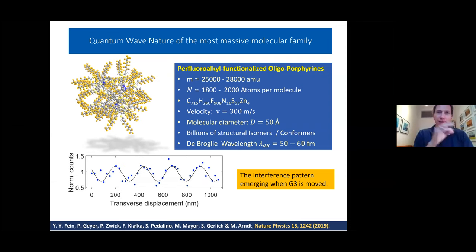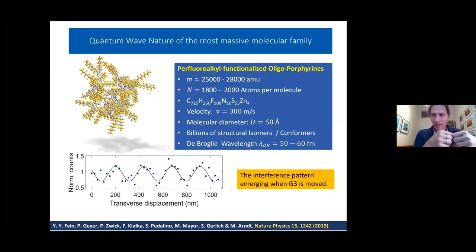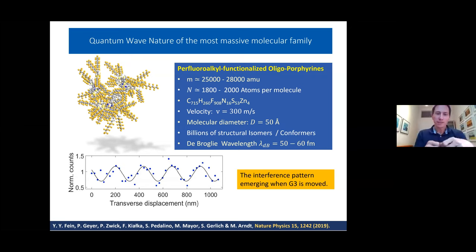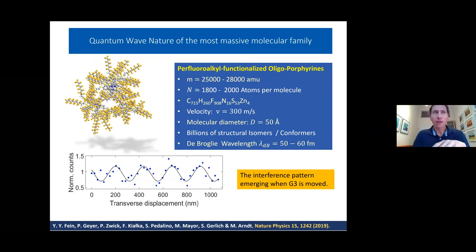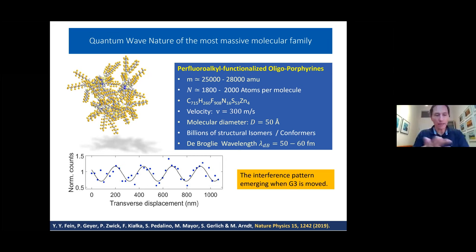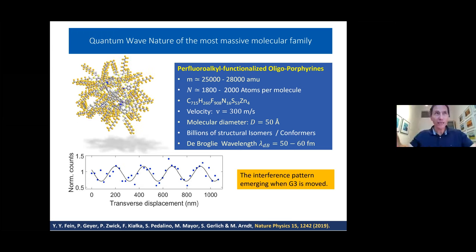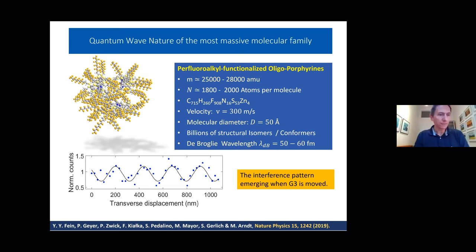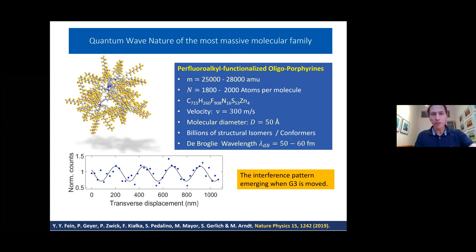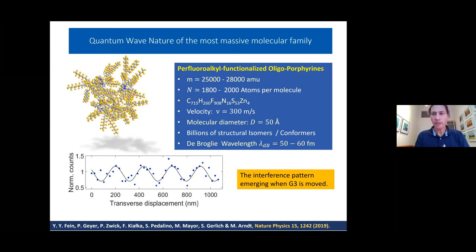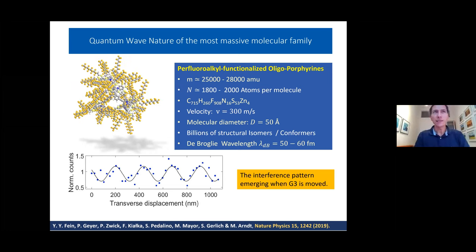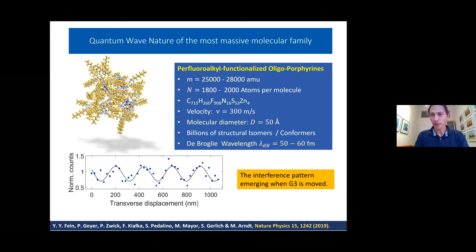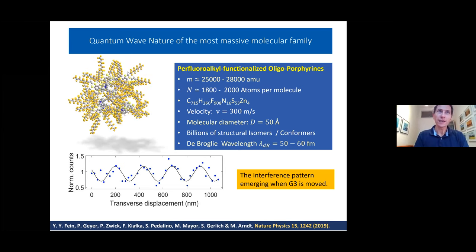it's not a single structure. Of course, every molecule for itself is a single structure, but there are no two molecules that are equal. Very unlikely. Because when they make these molecules, they have a kind of skeleton to which they bind chains of perfluoroalkyl chains. And it's like in the lottery, so to say. Not every bond is always connected, and it is extremely unlikely to find the same molecule twice. And in addition to that, they all are in highly excited rotational states, vibrational states, conformational states, different foldings. So there are literally billions of different structural isomers and conformers in these things.